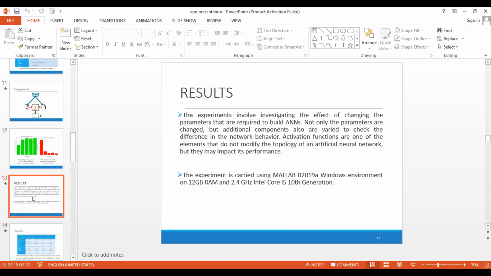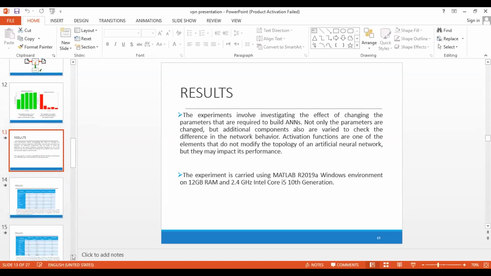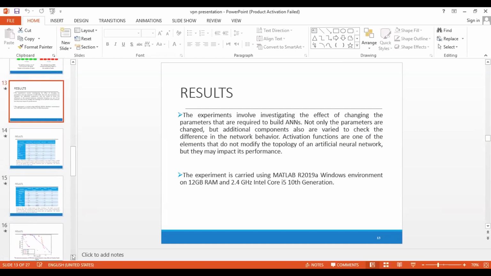The experiment will include testing the effect of changing the parameters that are required to build the ANN. Also, additional components will be changed to check the difference in the network behavior. During the process, I used Matlab R2019A Windows environment on 12 GB RAM and 2.4 GHz Intel Core i5 10th generation.